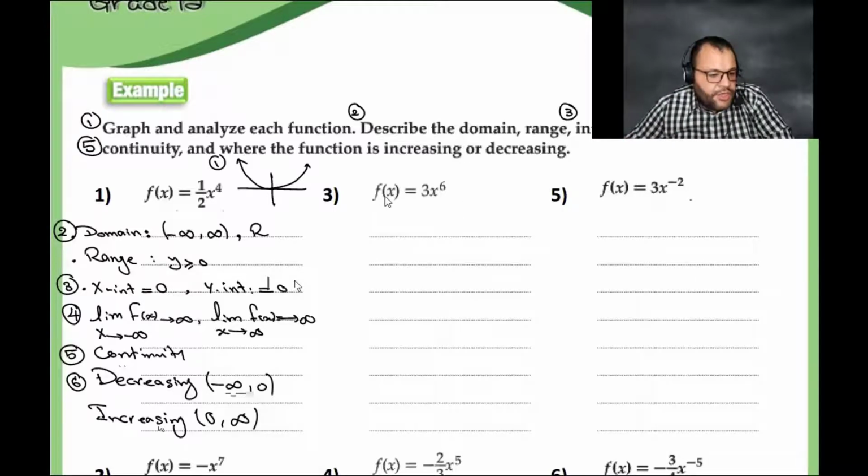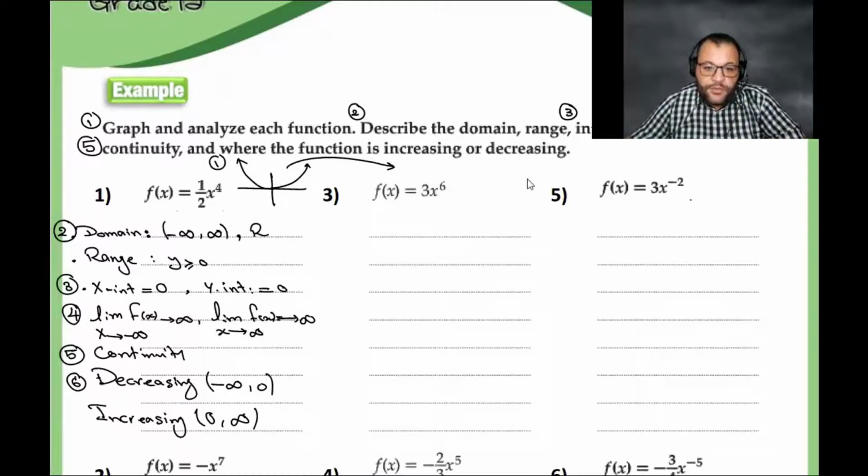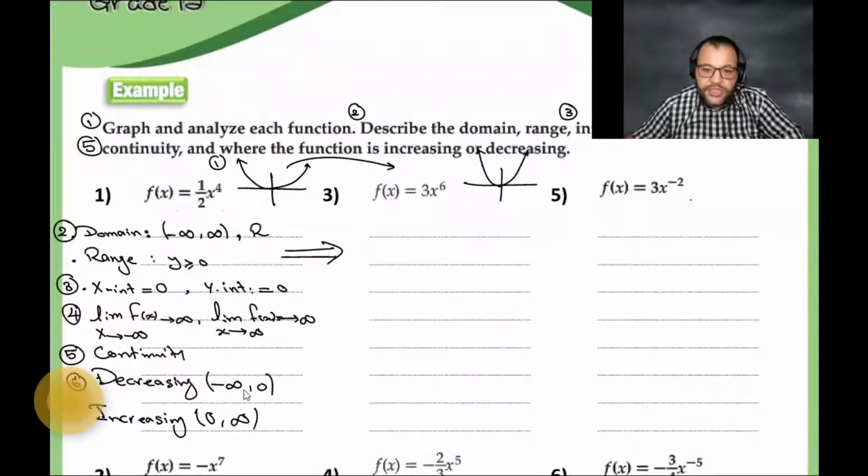Okay, for number 3, it will be the same also. The same graph, because we have here x to the power 6. There is no transformation except the dilation: the function is compressed horizontally and stretched vertically. So only the graph will be narrower. That is the only difference between them. You will follow the same steps. The domain also will be the same, and the range, intercepts, limits, continuity, and increasing and decreasing.